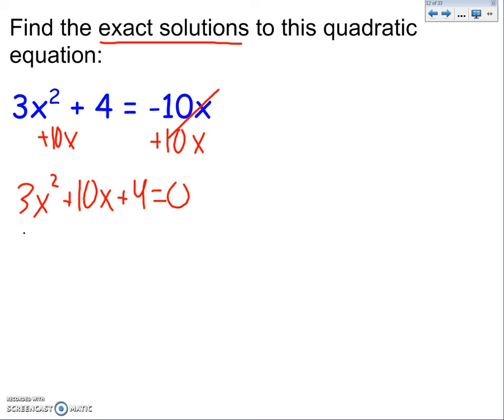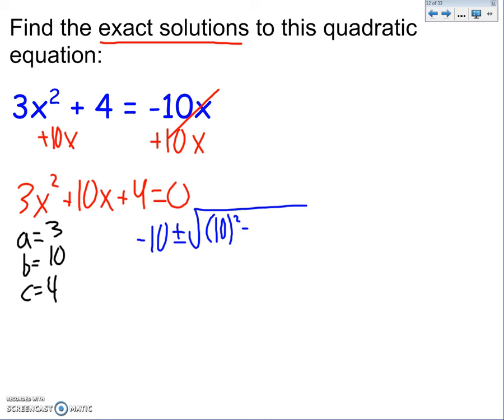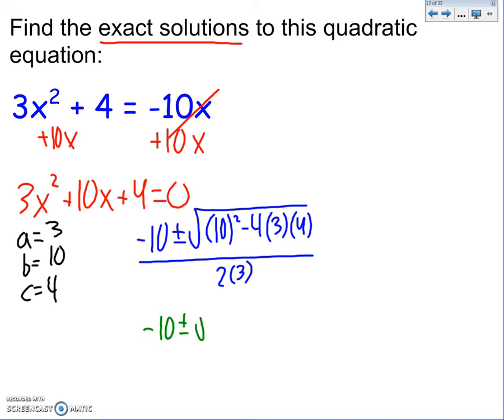So quadratic formula, make sure you label a, b, and c. A is 3, b is 10, c is 4, and just plug into the formula. So negative b, meaning negative 10, plus or minus square root of b squared. Make sure you put in parentheses, so be careful. Minus 4 times a times c, all over 2 times a. Make sure you do the inside of the square root first, the discriminant. So negative 10. So just do 10 squared minus 4 times 3 times 4.